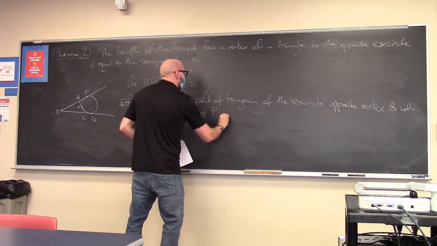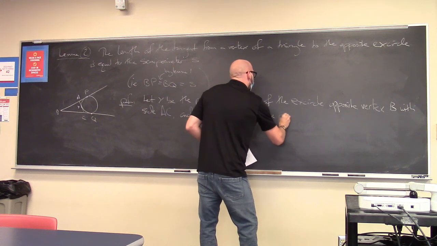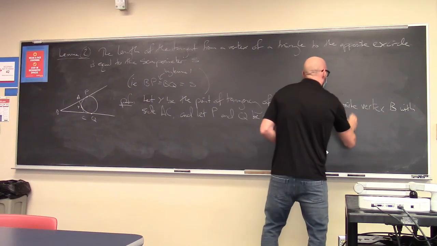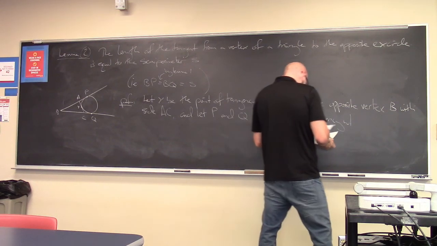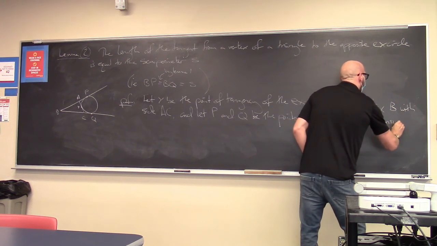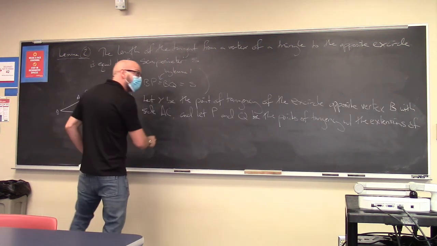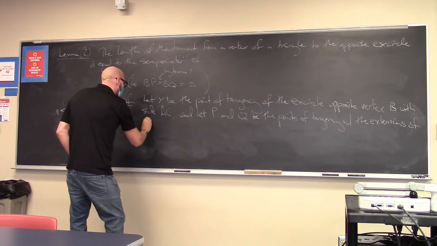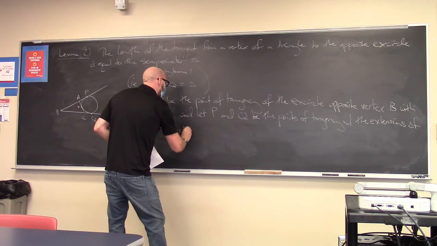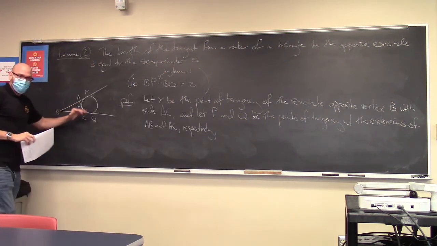And let P and Q be the points of tangency with the extended sides, with the extensions of AB and AC respectively. And since we have a nice picture of exactly what's happening, we'll say as shown.